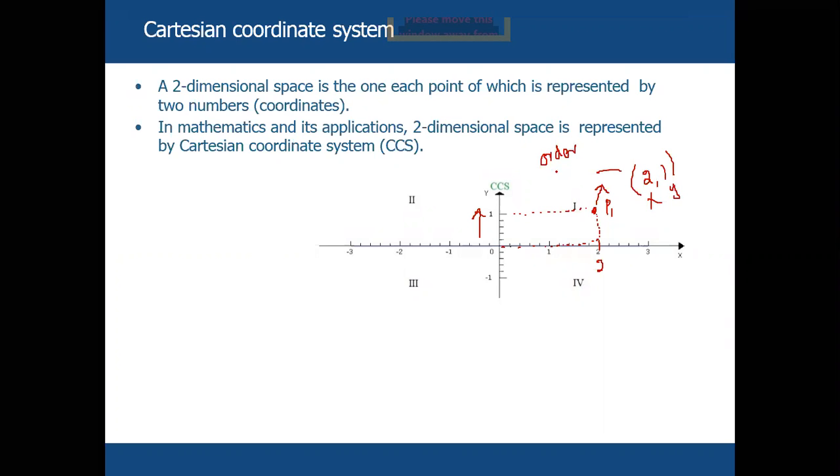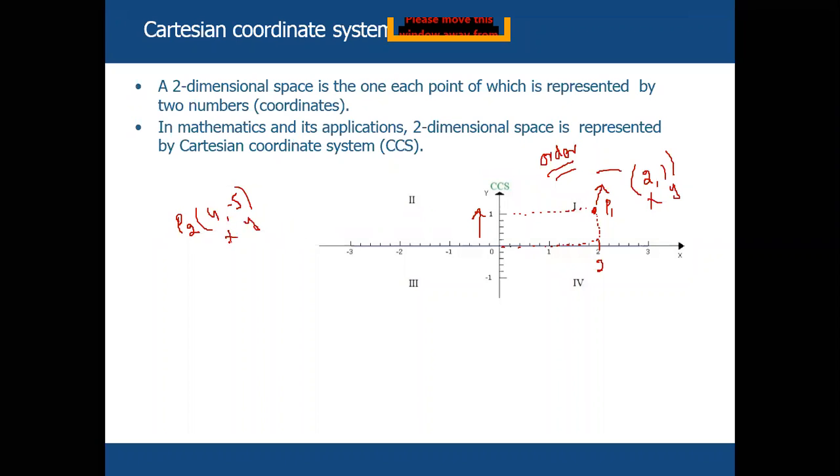These are actually in order. The first number must be the x value and the second number is the y value. For example, if you write the next point P2 as (4, -5), this means that the first number is x and the second number is y.